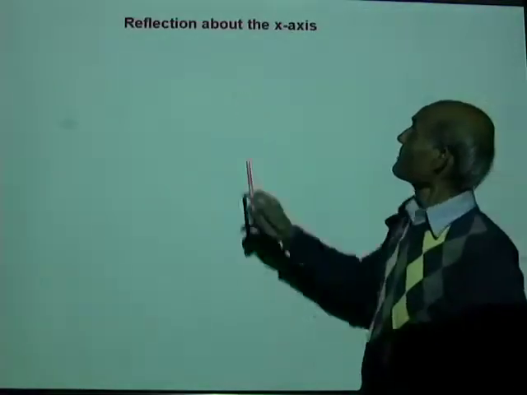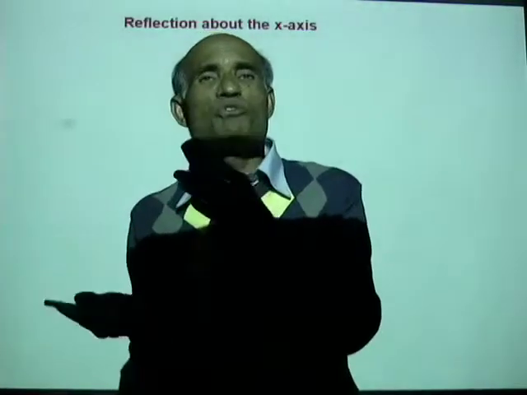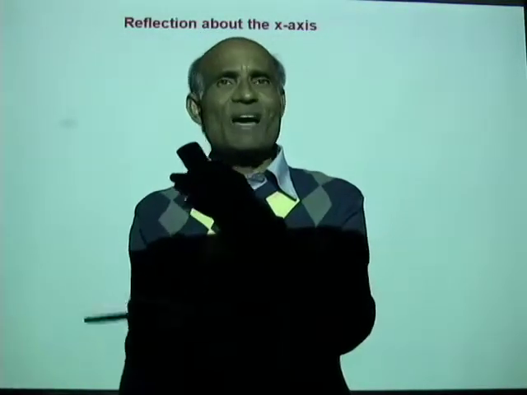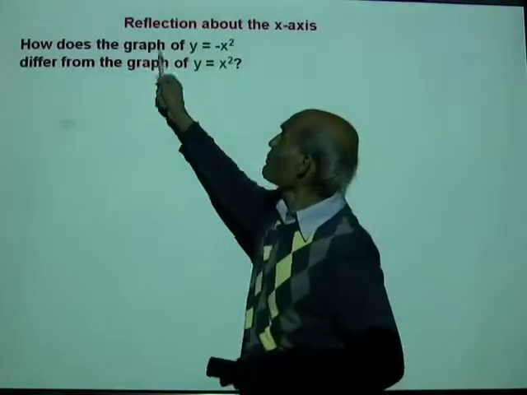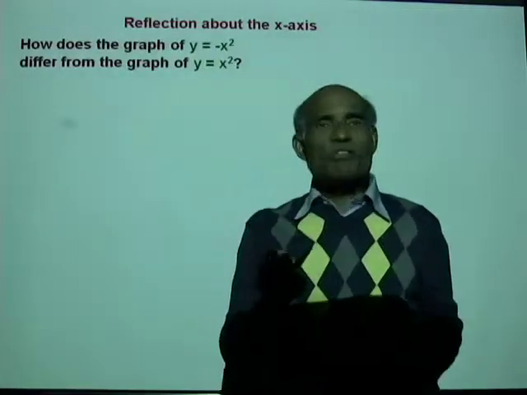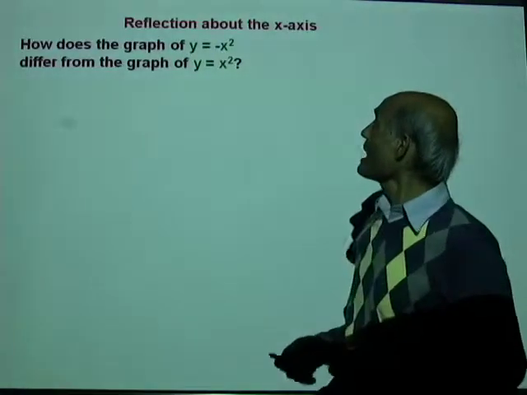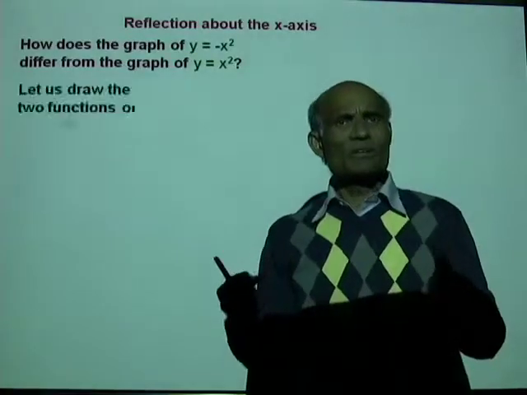All right. Let's now look at reflection of a graph about the x-axis. Now, what does that mean? Let's study that. Now, how does the graph of y equal to negative x squared differ from the graph of y equal to x squared? Can you think about it?